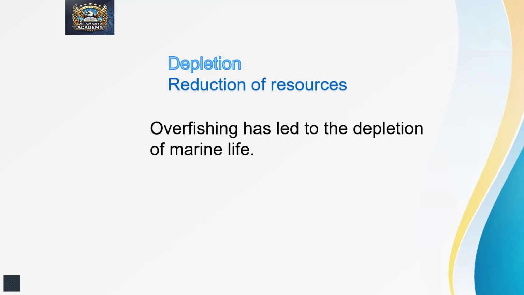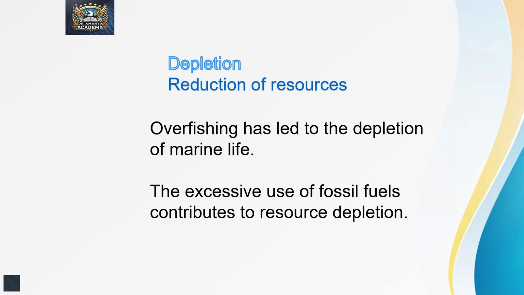Overfishing has led to the depletion of marine life, means fishing too much has resulted in depletion of marine life, means their number has reduced. They have made the sea empty of fish and fishes, in fact, not fish. Fishes means the different species of marine life.